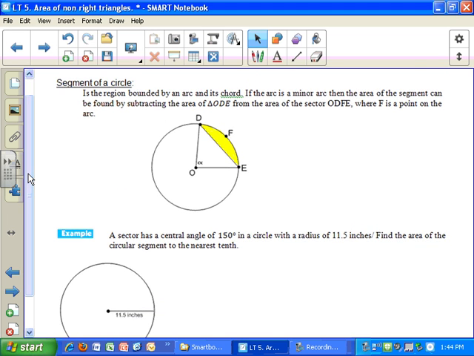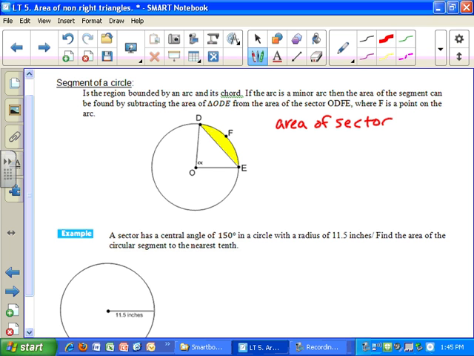Before we do that, let's just remind you that the area of a sector is equal to 1/2 the radius squared times theta. Remember that's in radians. And that will give you the entire area.